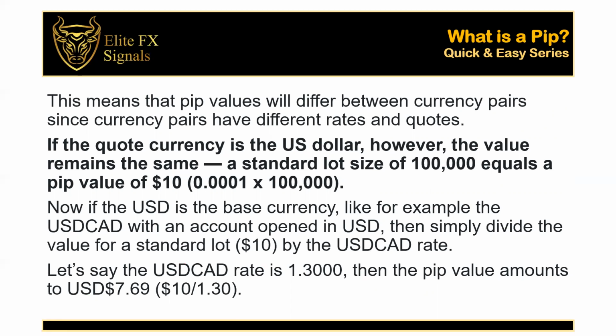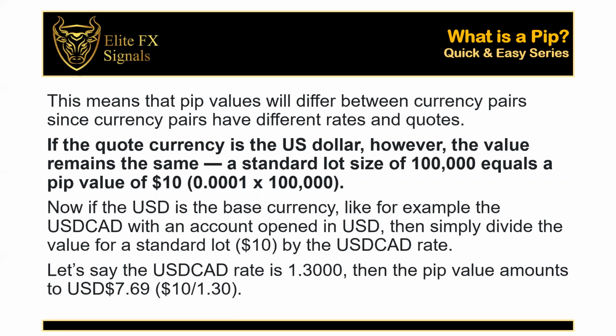So if you trade 3 standard lots, then you will have $30 per pip value, okay? It will be $10 times 3, for the 300,000 currency units that we are trading.